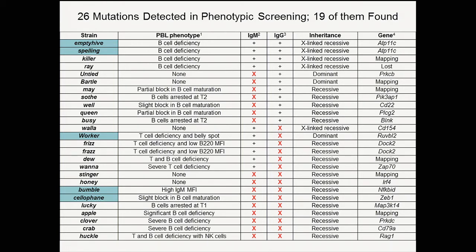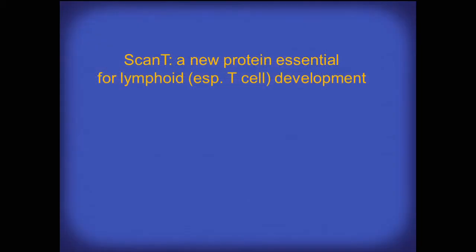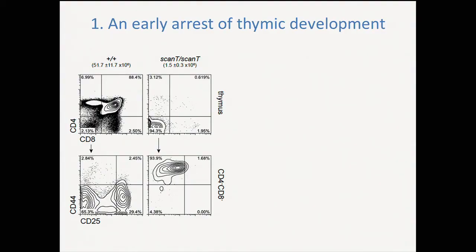Another mutation called worker I will talk about. I'll speak about bumble and cellophane as well, and I'll tell you also about SCAN-T, which wasn't found in this screen, but it would have been had that formerly been part of the screen. It was just found rather casually by Owen Siggs, another member of the lab, who did FACS on a series of mice of his own. I'll talk about that one first, because this is a new protein that no one knew from human diseases that's essential for lymphoid and especially T-cell development.